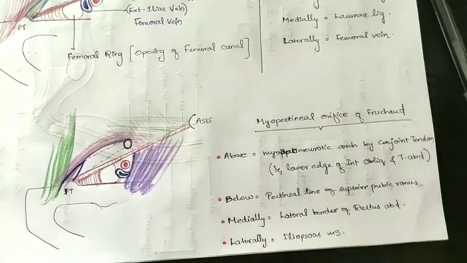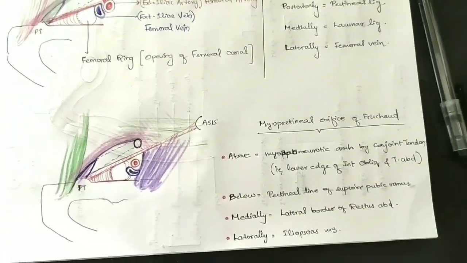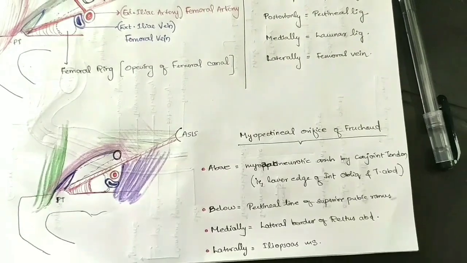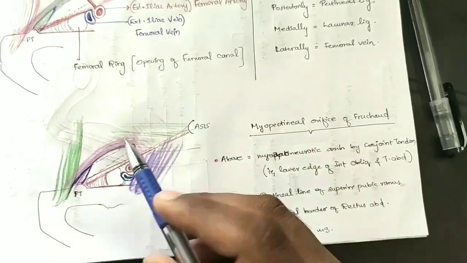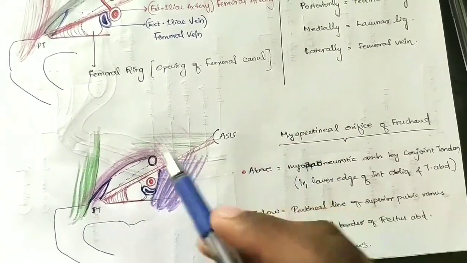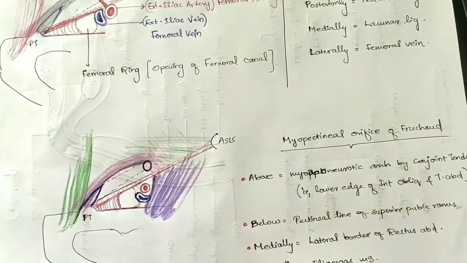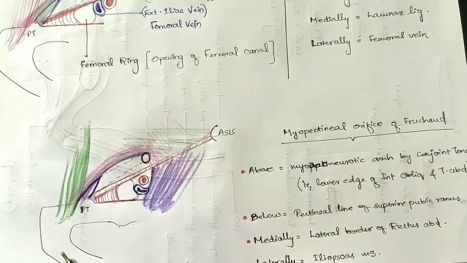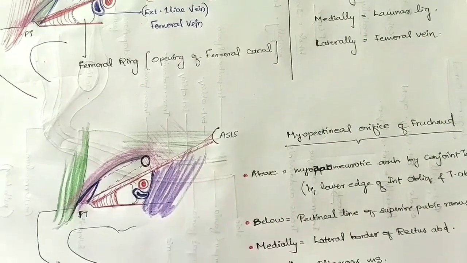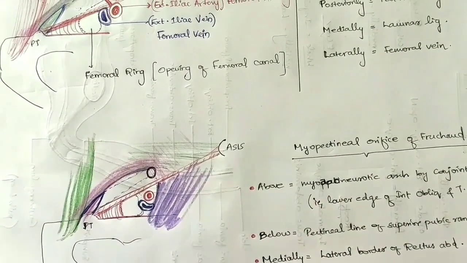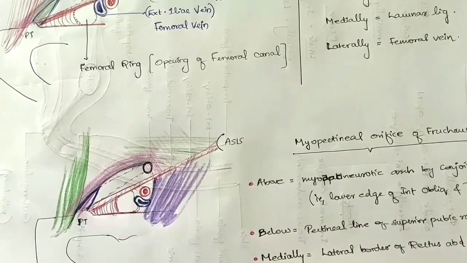And one more entity, term you have to be familiar with. It is the myopectineal orifice of Fruchaud. That is, ഒരു മയോപെക്ടീനിയൽ ഓറിഫിസ് നമ്മുടെ ആന്റീരിയർ അബ്ഡോമിനൽ വാൾ ഇൻഫീരിയർ പോർഷനിൽ ഒരു ഡെഫിസിറ്റ് ആയിട്ട് പറയുന്നുണ്ട്. മസിൽ ലെയേഴ്സ് ആർ ദ ഡെഫിസിറ്റ് ആൻഡ് ഹെൻസ് ദ ചാൻസസ് ഓഫ് ഫോമിംഗ് ഹെർണിയേഷൻ, ചാൻസസ് ഓഫ് ഗെറ്റിംഗ് ഹെർണിയാസ് ദെയർ ഈസ് ഹൈ.